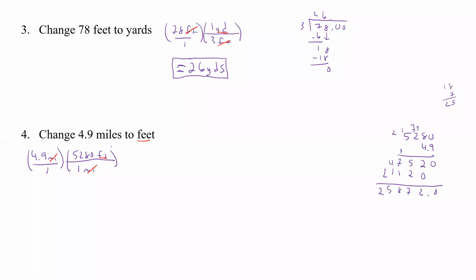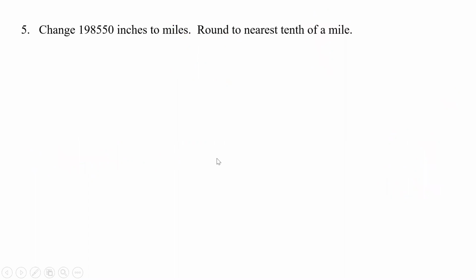And so we end up with 25,872. I don't know where that decimal keeps going. And then that's feet. So 4.9 miles is 25,872 feet. Okay. All right. So next one. Now we want to go inches to miles.